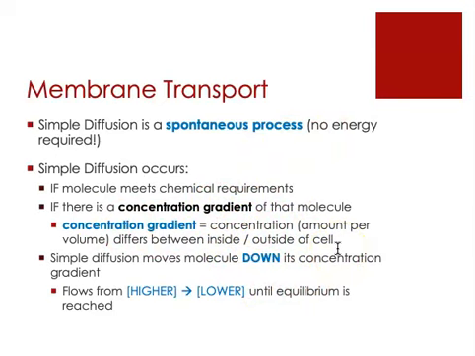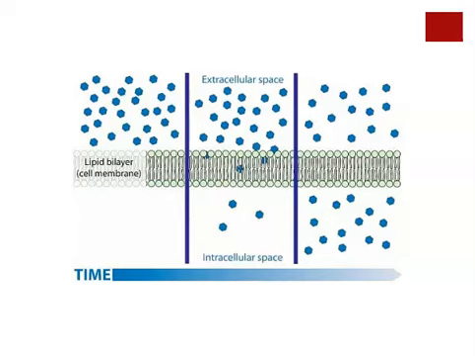That means the molecule is going to move from the side that has the higher concentration towards the side that has the lower concentration. The molecule will cross the membrane from the high side to the low side until equilibrium is reached, until there are equal concentrations on both sides of the membrane. Let's take a look at this.